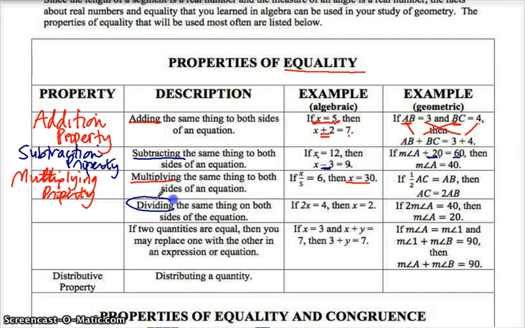And any guesses on the next one? Dividing the same things on both sides. If 2x equals 4, we divide by 2 on both sides to get x equals 2. If twice the measure of angle A equals 40, then the measure of angle A by itself equals 20. So that is the division property, right? So it is the division property.